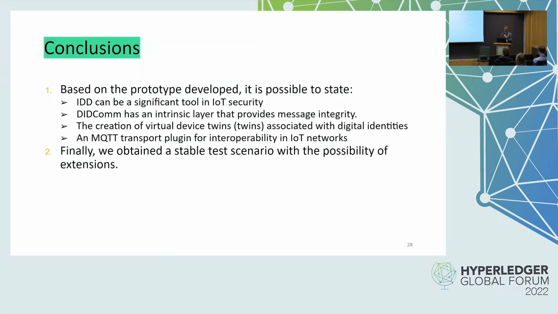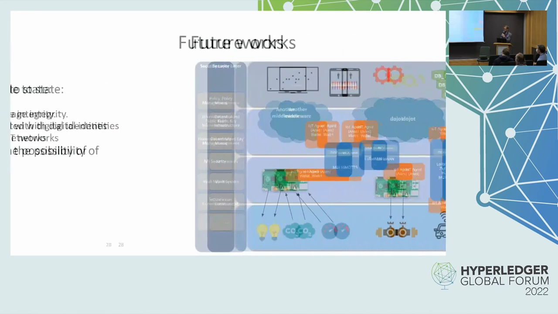Our conclusions. First, based on this prototype that we developed, it's possible to state that decentralized identity can be significant in IoT security. DIDComm has an intrinsic layer that provides messaging integrity, to guarantee that the content sent by the device was not changed. Also, the creation of virtual devices or digital twins associated with the digital identities, and an MQTT transport plugin for interoperability in IoT networks. Second, finally, we obtained stable test scenarios with the possibility of extensions for other applications.